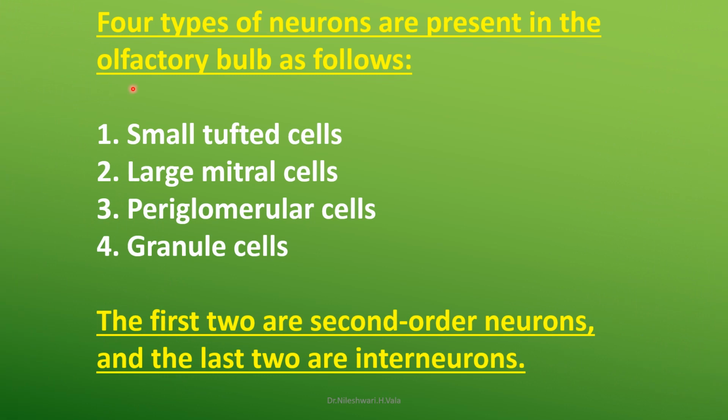Now in the olfactory bulb, four types of neurons are present. First of all, small tufted cells, large mitral cells, periglomerular cells and granule cells. The first two are second order neurons and the last two are interneurons.